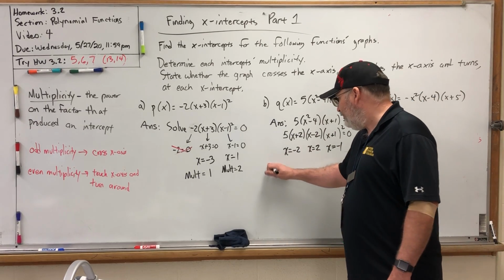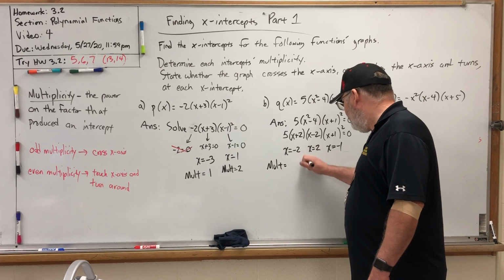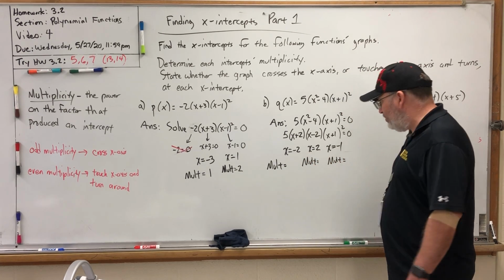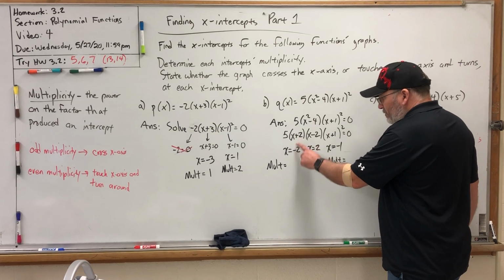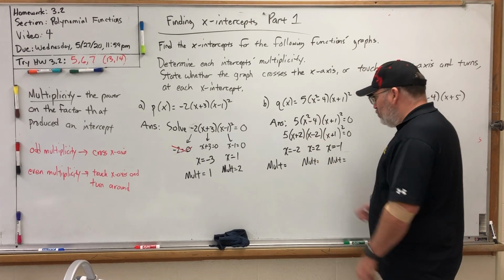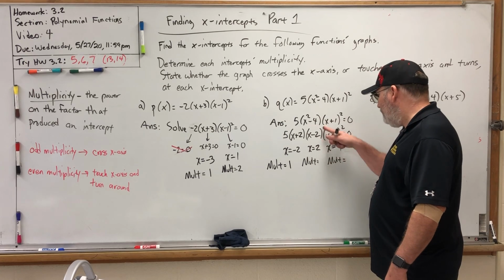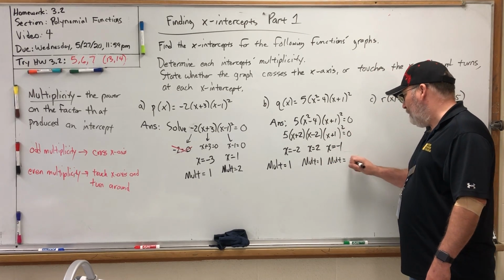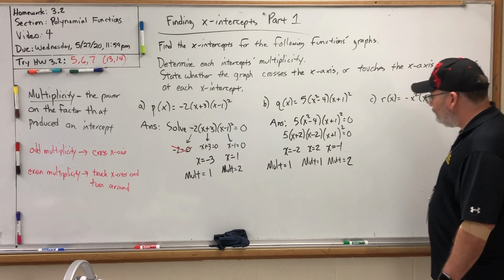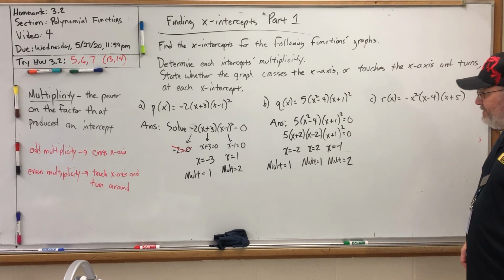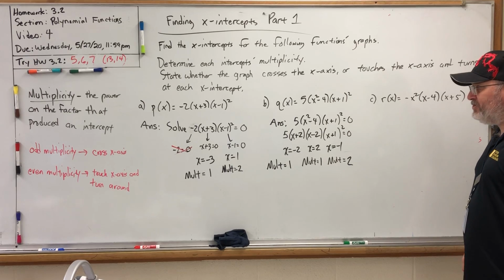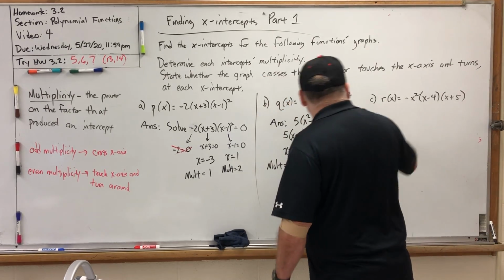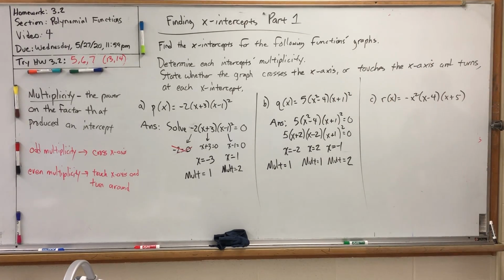But what about the multiplicities? The multiplicity is the power on the factor that produced each of these x-intercepts. The negative 2 came from this factor, and its power is 1, as did this one, whose power is 1. But this x-intercept came from this factor, and its power was 2. One thing you can say about multiplicities is that their sum will match the degree of the polynomial. Let me partition this.